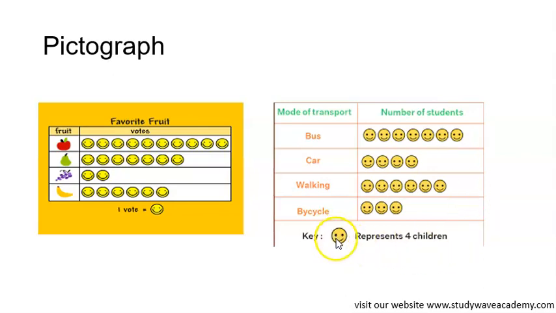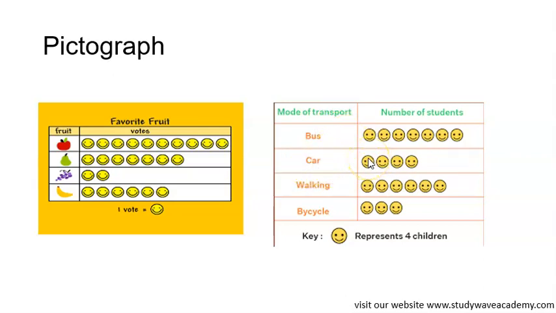Remember I said one smiley face represents 4 children. So here is 4 children, this is 4 children, and so on. If you add them together, it's going to give you 28, okay? So 4 plus 4 is 8, plus 4 again is 12, plus 4 is 16, plus 4 is 20, plus 4 is 24, plus 4 is 28. 28 children use bus. Now let's see how many children use car.